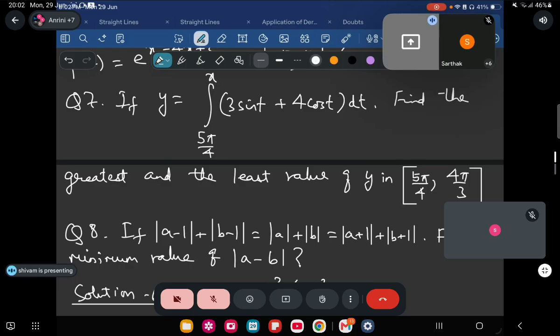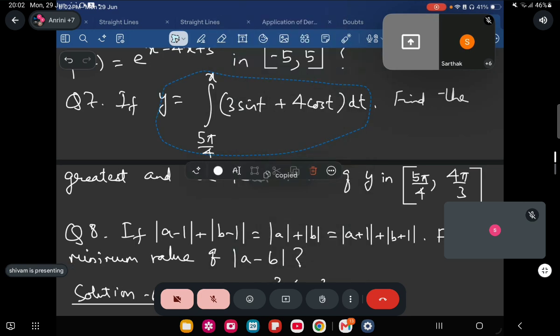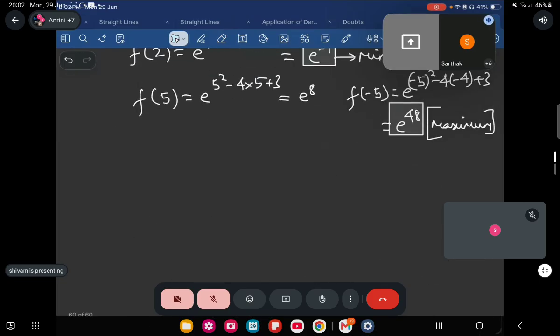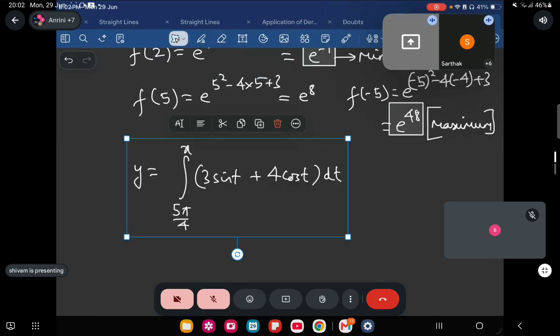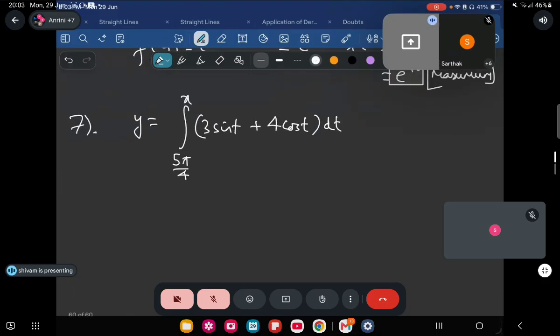Okay. So, Sarthak, again, we need to differentiate, right? While differentiating, what do we need to use? Tell me, Sarthak. Newton Leibniz, right? Yes, sir, the previous one. So what will it become? It will become 3 sine x plus 4 cos x multiplied by dy dx of x.